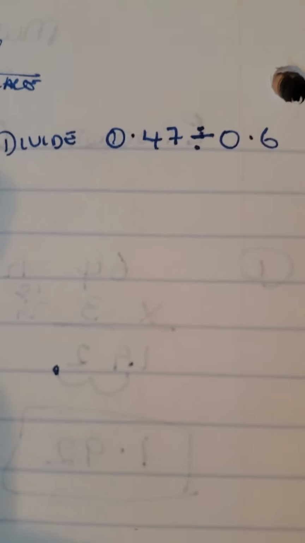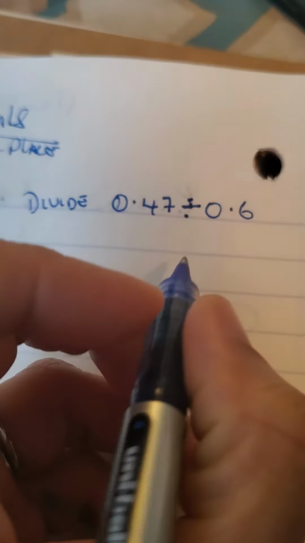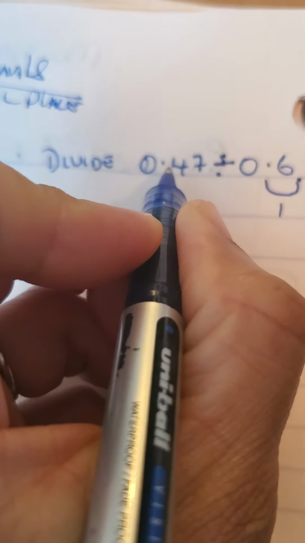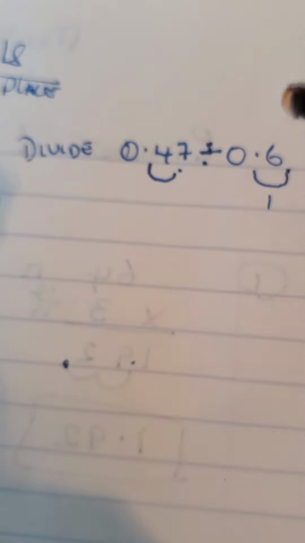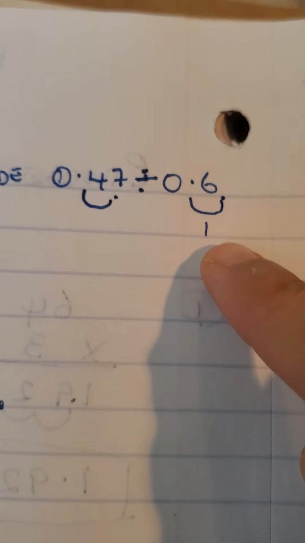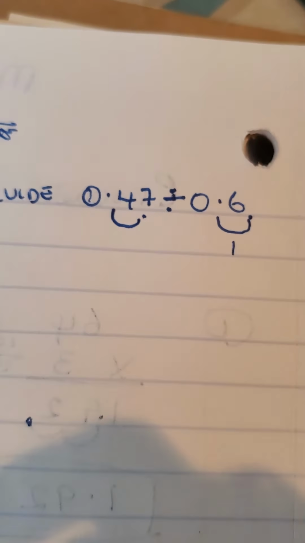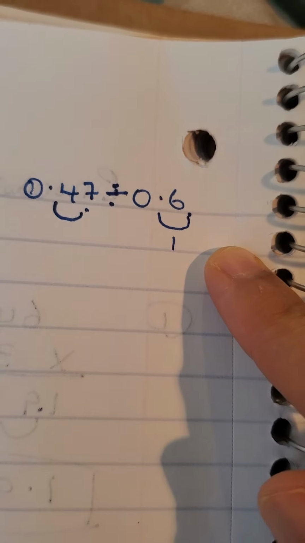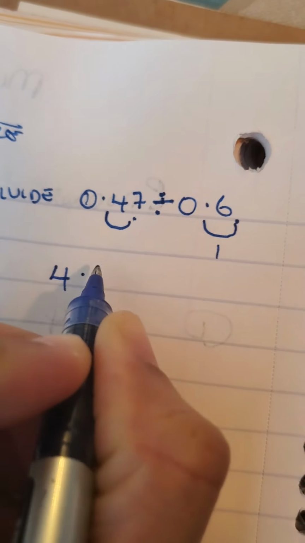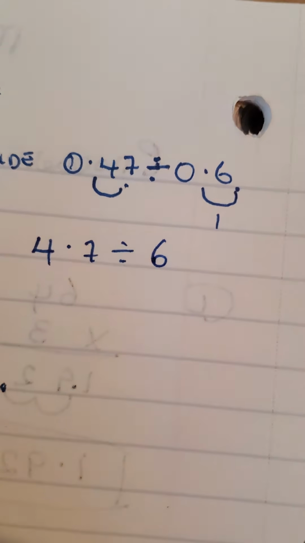Okay, so let's try another one. Here we go. Here we have two decimal numbers. Again, my divisor is 0.6, so I'm going to make this into a whole number. I only move it one place, so that means I can only move my dividend one place. Remember, the divisor dictates the movement of the decimal point in the dividend. Also remember that your divisor has to be a whole number and your dividend can still be a decimal. So my new expression is 4.7 divided by 6.